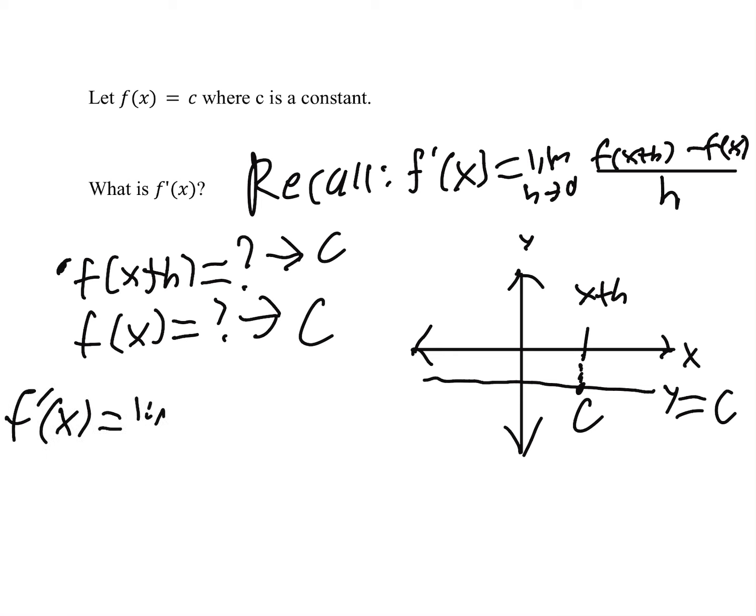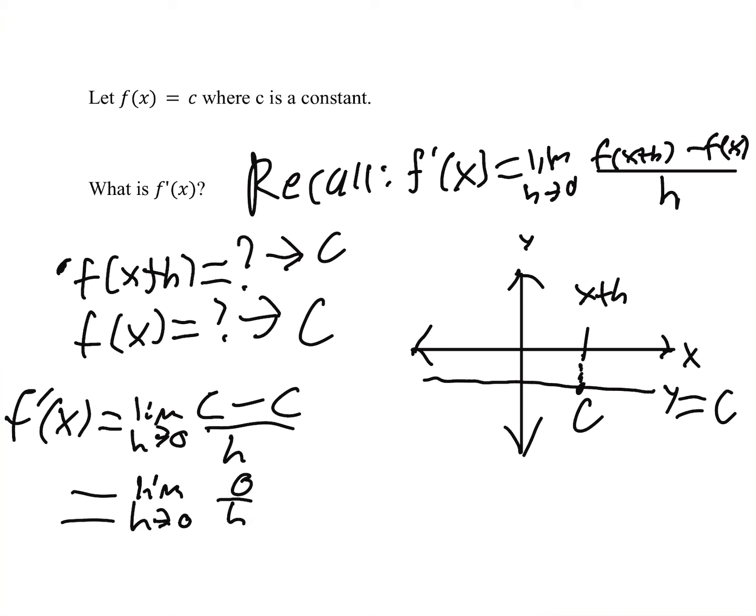So we can use the limit definition now. f prime of x equals the limit as h goes to 0. f of x plus h is c. f of x is also c, so we have c minus c over h. And a lot of you probably know where to go from here, but I'll keep doing the problem. So c minus c, of course, is 0.